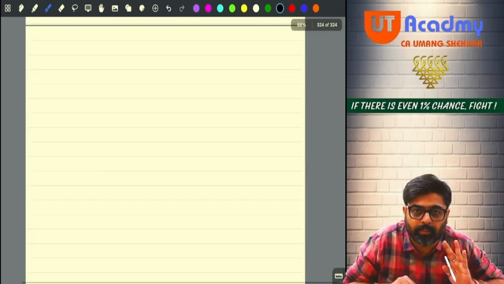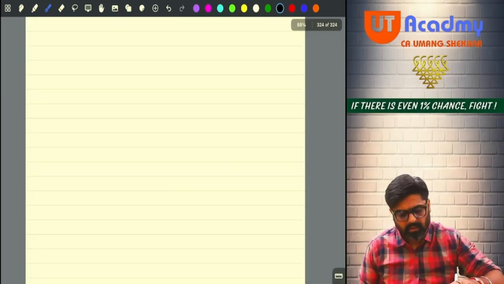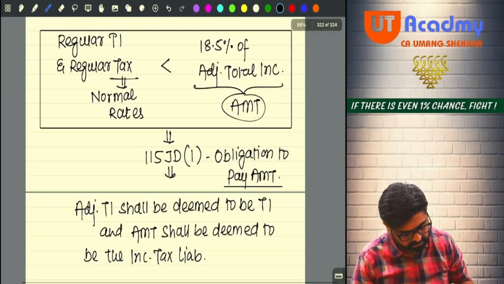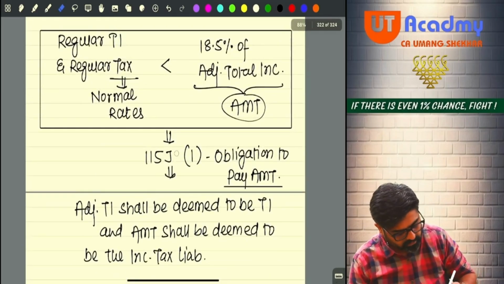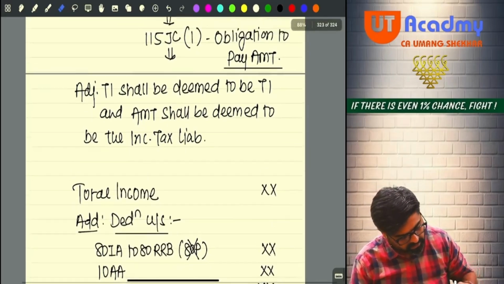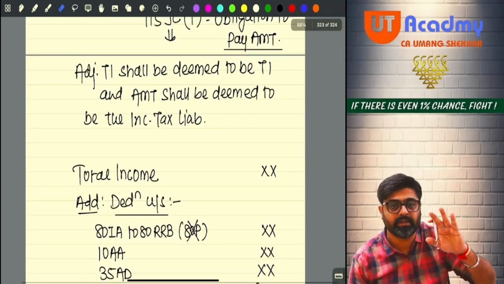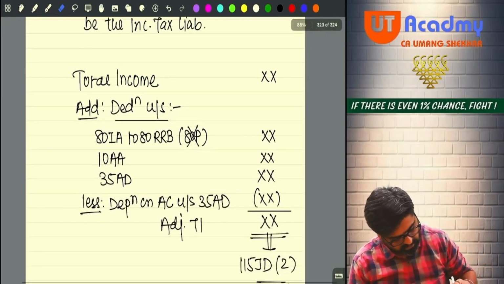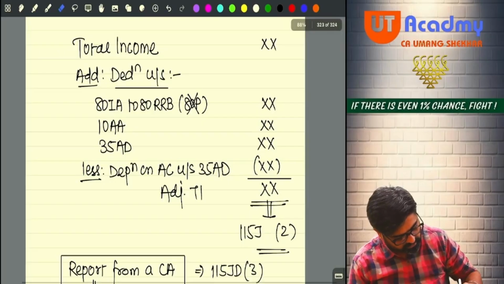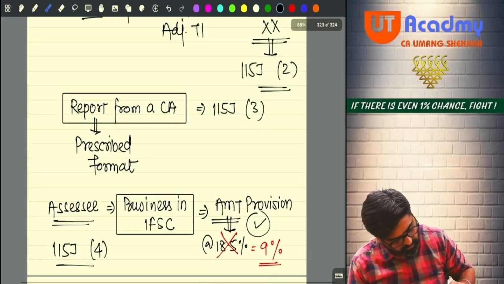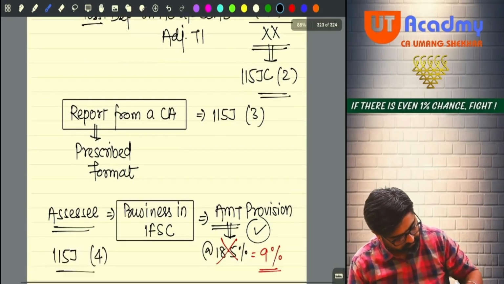Okay, now pay attention. I have written JD everywhere. See, it is my mistake. This is not JD, this is JC. Everywhere it is JC. This is my mistake. I have written JD everywhere. It is JC, JC, JC.